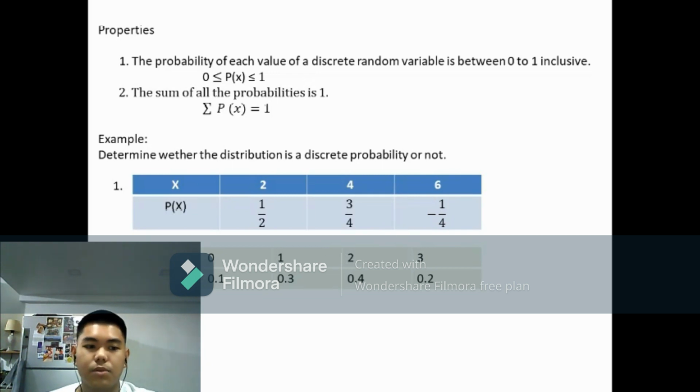Now, example number 2. Our x random variable is 0, 1, 2, and 3. And their corresponding probabilities are 0.1, 0.3, 0.4, and 0.2. Let's add our p of x. It should be equal to positive 1. Let's add them. 0.1 plus 0.3 equals 0.4. 0.4 plus 0.4 equals 0.8. Plus 0.2 equals positive 1. Therefore, this is a discrete probability distribution.